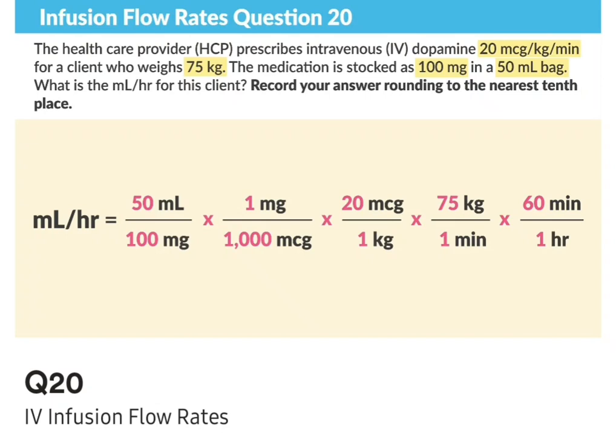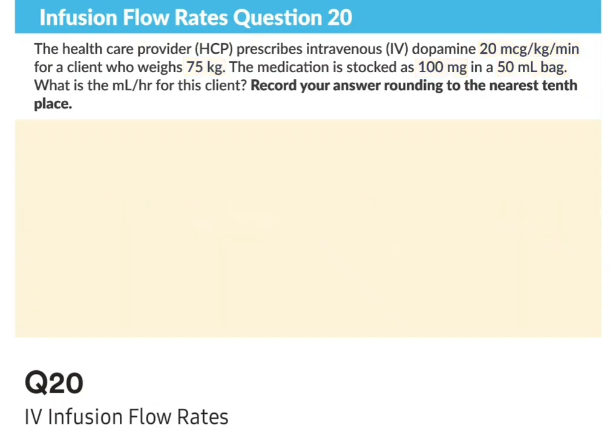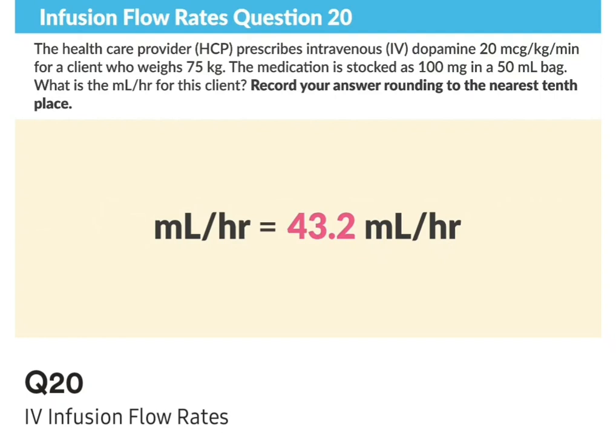So now we have everything lined up, so let's multiply across. 50 times 1 times 20 times 75 times 60 gets us a big, huge lottery number of 4,320,000, right? And we do the same thing on the bottom. 100 times 1,000 times all the ones gets us 100 grand. So we have that big number divided by 100,000, and we get 43.2. So the correct answer here is 43.2 mLs per hour.